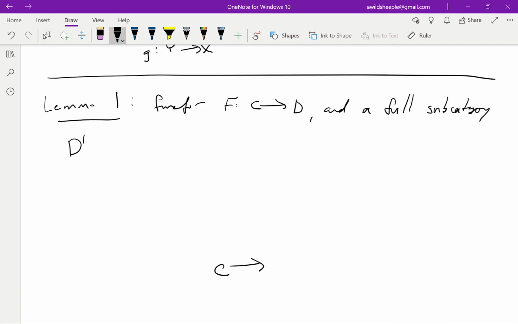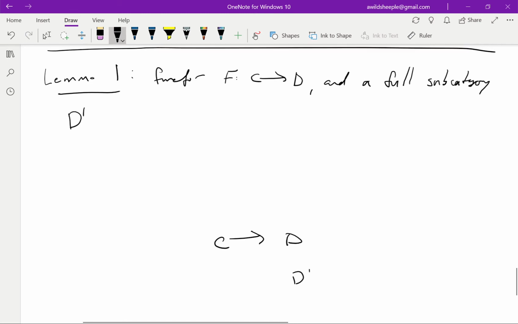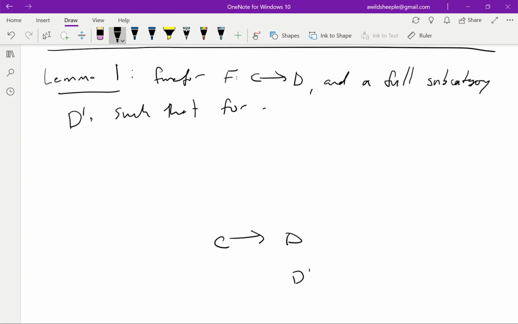So we have C to D, and then we have this category D prime. In a moment I'm going to include that in the diagram, but I haven't yet. The important thing about D prime is that we're going to have the property that for every x in C, there is some isomorphism from f of x to some y in D prime.